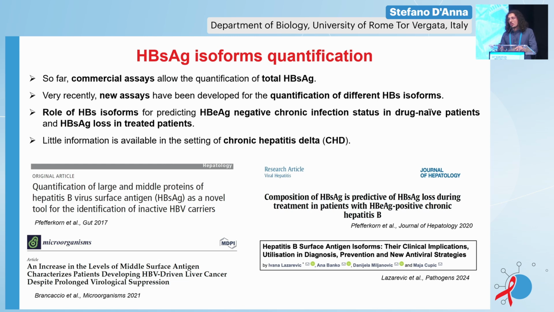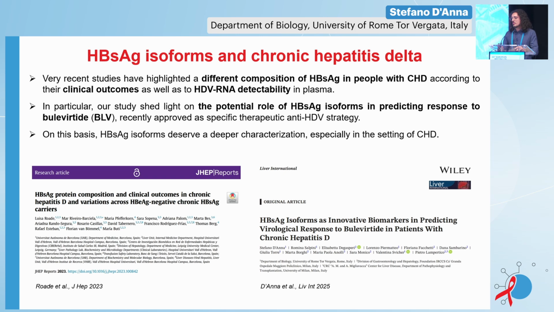However, the role of these isoforms has so far been well investigated in the setting of HBV monoinfection, in particular in order to predict the achievement of HBeAg negative status in drug-naive patients or HBsAg loss in treated patients, but little is known in the setting of chronic hepatitis delta. Very recent studies have highlighted a different composition of HBs isoforms in people with chronic hepatitis delta according to their clinical outcomes as well as to HDV RNA detectability in plasma.